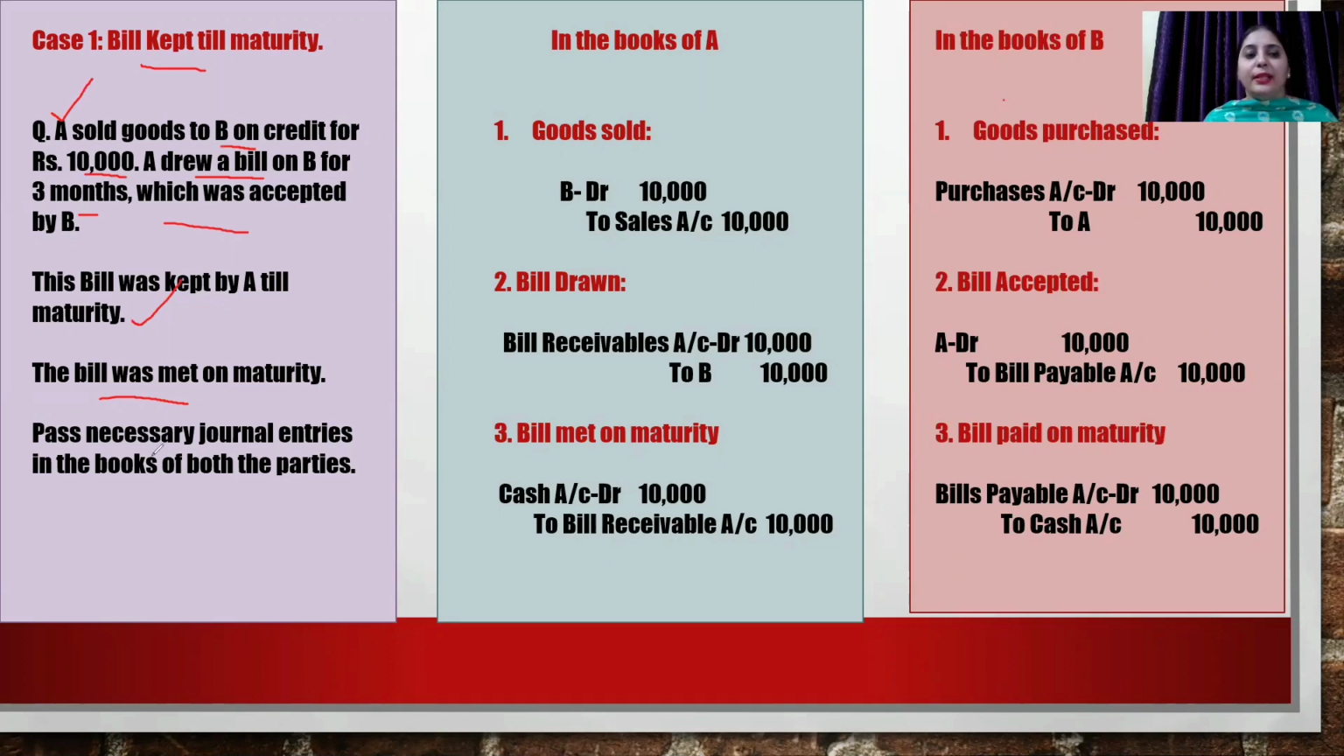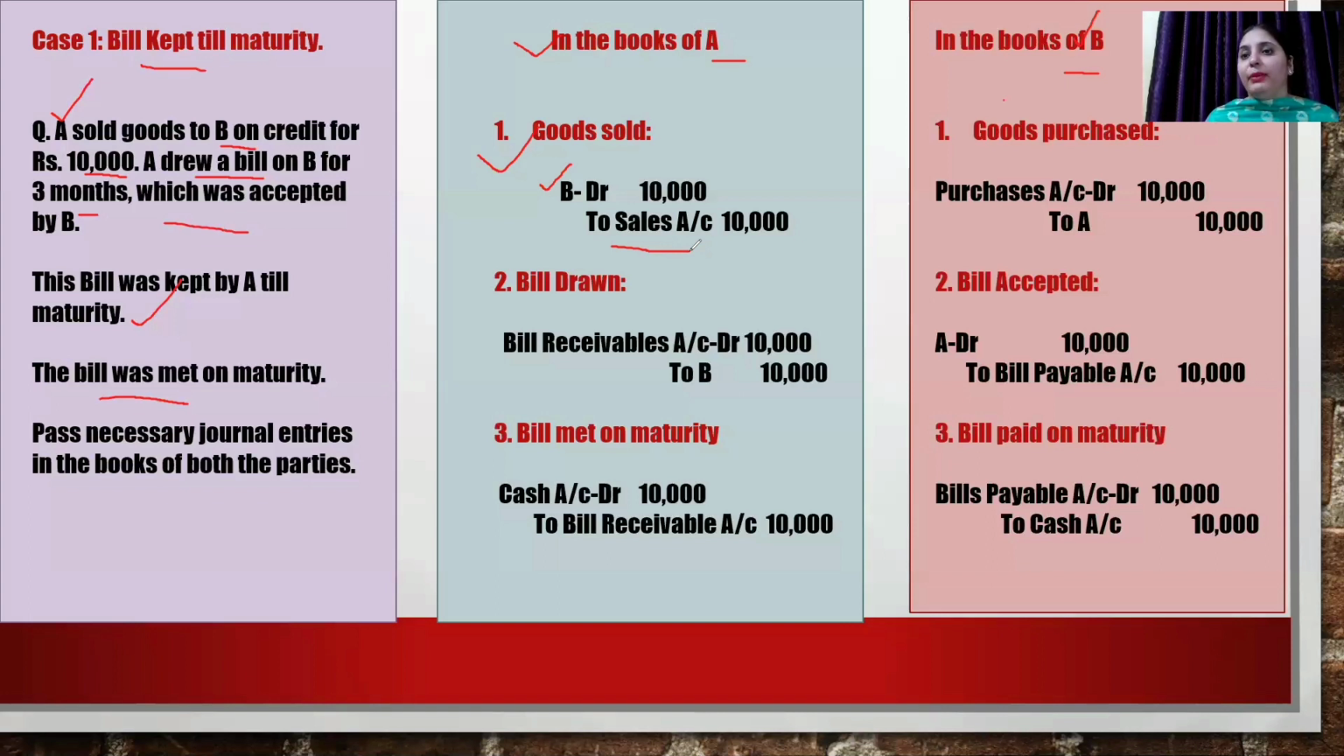So we have to pass journal entries in the books of both the parties. Parties are A and B. A is seller, B is buyer. So the first entry for sale in the books of A will be, as it is a credit sale, B will become debtor. A debtor is an asset, so B's account will be debited, and sales is revenue. So revenue will be credited. Entry will be B debit to sales account.